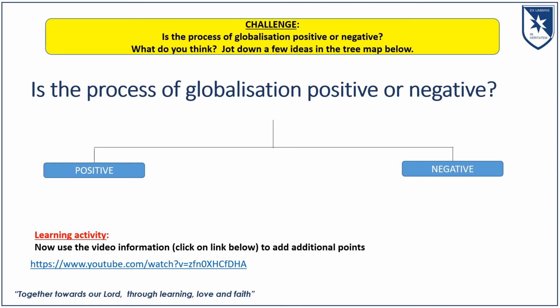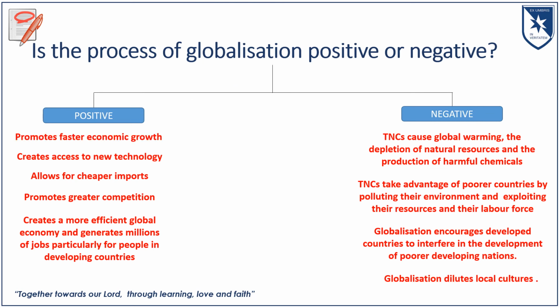Once you've done that, I would like you to click on the video link in the bottom left-hand corner of the slide and then watch the little video. And any additional points that you get from the video, I would like you to add them to your tree map using your red pen. Okay, so these are just some of the positive and negative impacts that were mentioned on the video clip. If you have missed any of these whilst you were watching, you can add them to your tree map now.